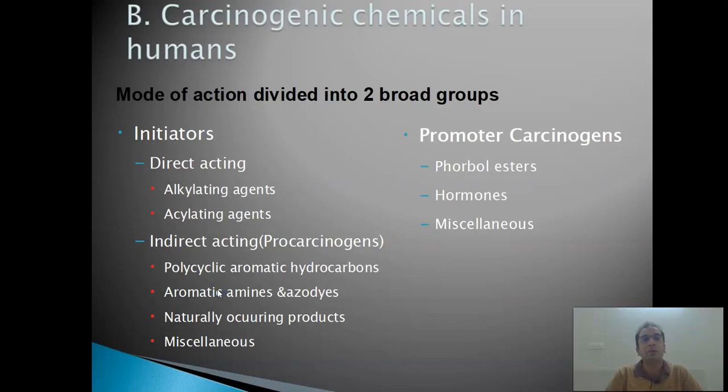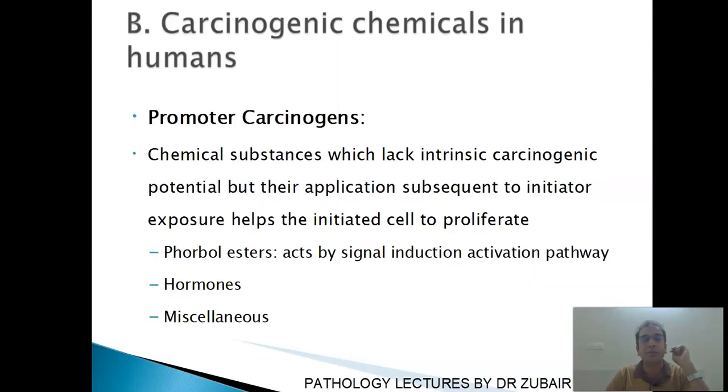So based on the mode of action, again we divide them into two groups, the initiators and the promoters. To recap, the direct acting are the alkylating and acylating agents, whereas the indirect acting are the procarcinogens like the polycyclic aromatic hydrocarbons, aromatic amines, naturally occurring products, and miscellaneous. Promoter carcinogens are the phorbol esters, hormones and miscellaneous.